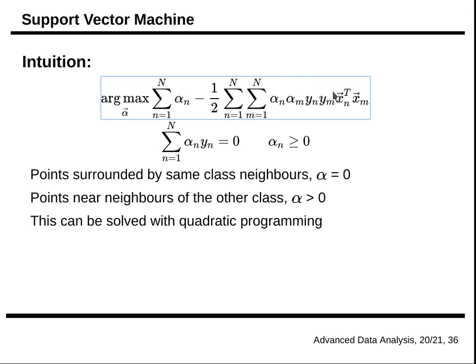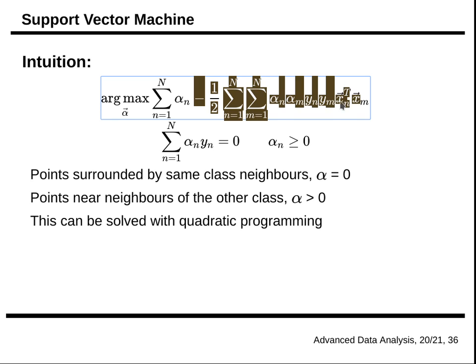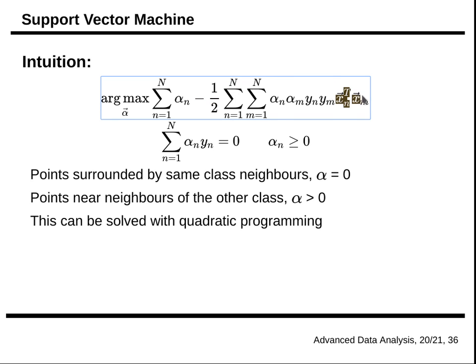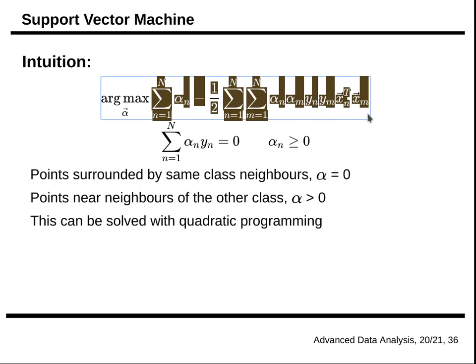But if the points are close together and belong to different classes, then this term will be negative, and now we will have minus some negative value, so this will actually be a bonus. So when we have points that are close together but belong to different classes, the tendency will be for the Lagrangian multipliers to go higher in order to increase this overall expression.